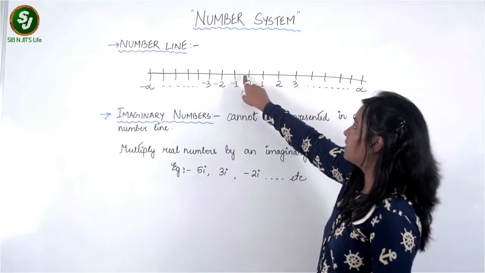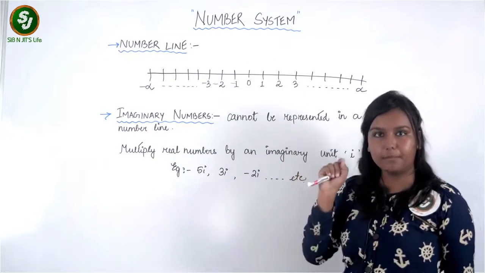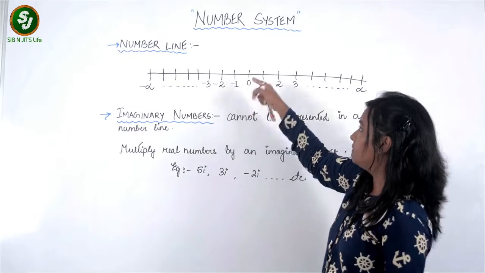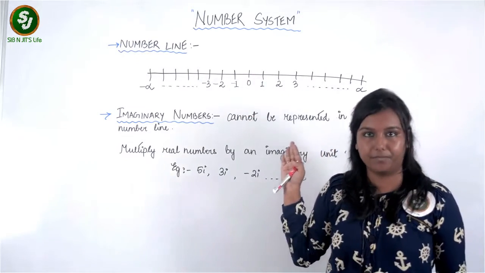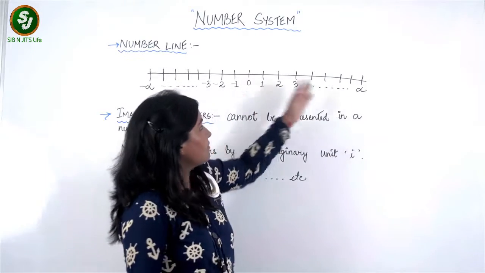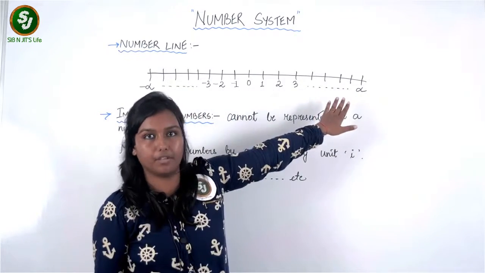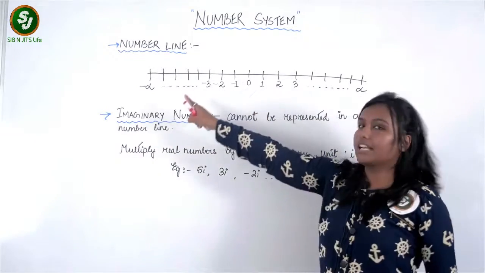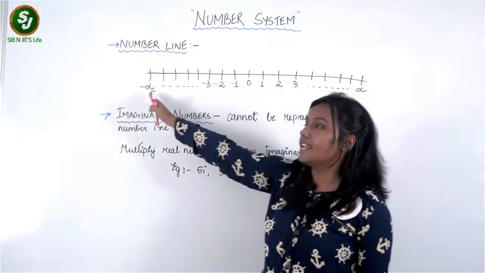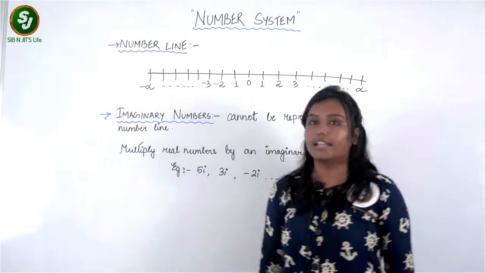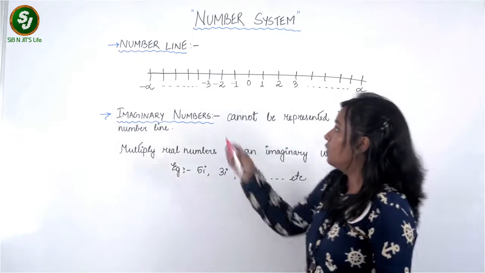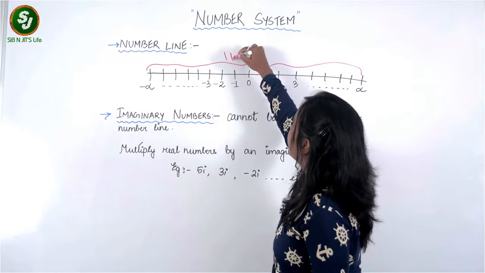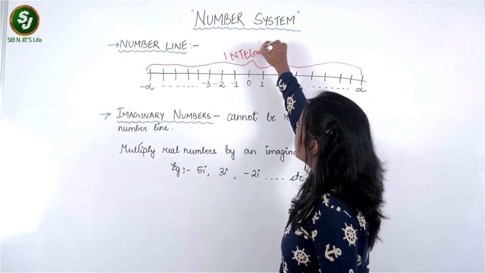Okay, and the central point, or you can say the midpoint, is termed as 0, and towards your left side we have all the positive numbers till infinity. And towards the right side we have all the negative numbers till infinity. So this entire number line, we can say, forms the integers.